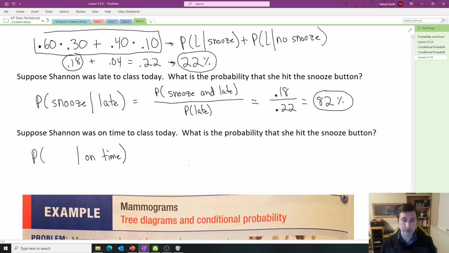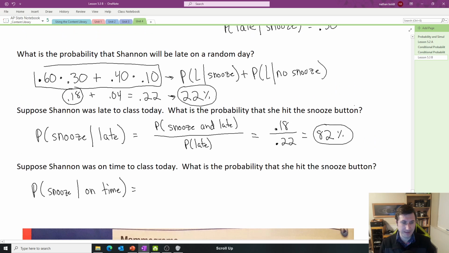Now, what is the probability that she hit the snooze? So that is the one that goes right here. I would challenge you here to write that out as a probability on your own. Use the formula and then see if you can figure out what that is before I do. All right, let's do this.